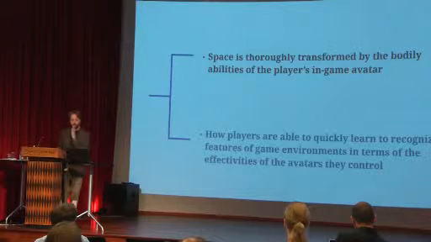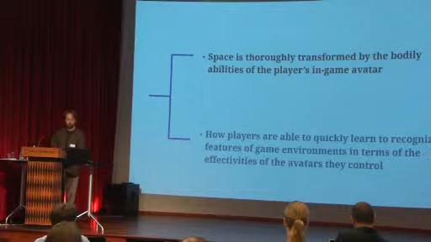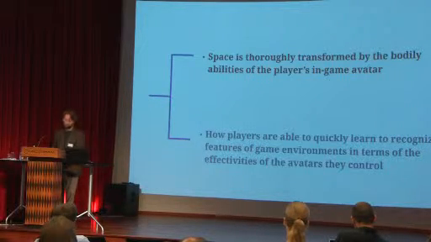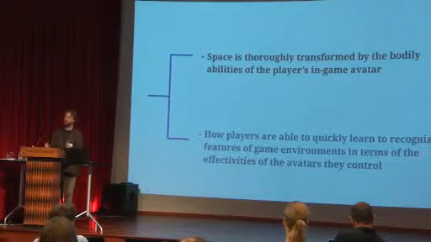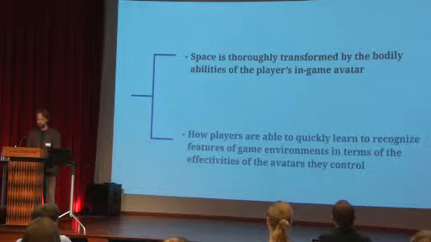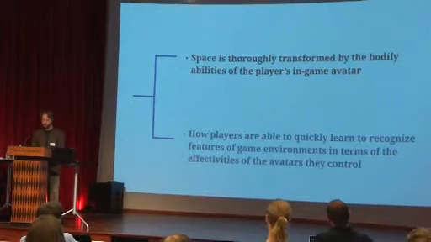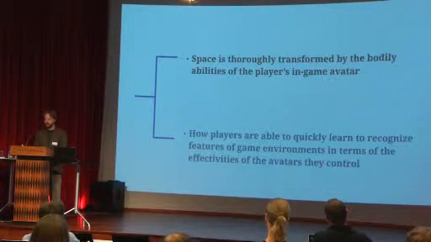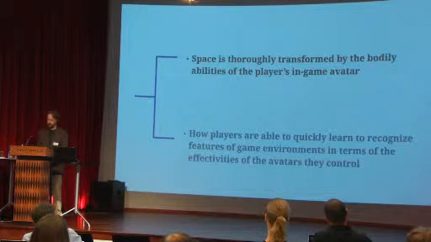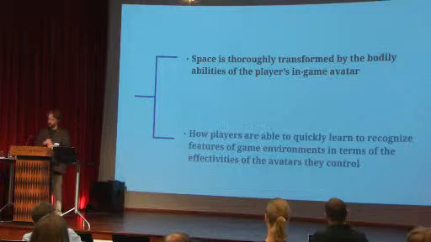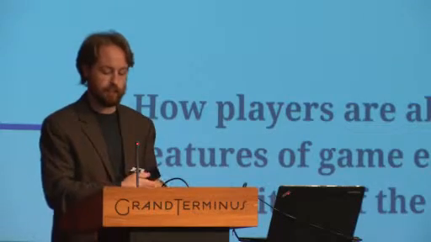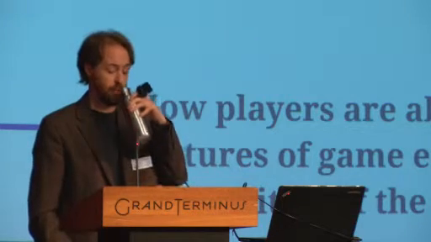Secondly, the issue of how players are able to quickly learn and to recognize features of game environments in terms of the effectivities of the avatars they control is one that straddles two rich domains. On the one hand, it concerns practical issues of visual learning and conveyance within game design. On the other hand, it intersects with long-standing issues in the philosophy of game fictions, including the ontological fusion between actual and fictional actions, and the relationship between user interface and game world.